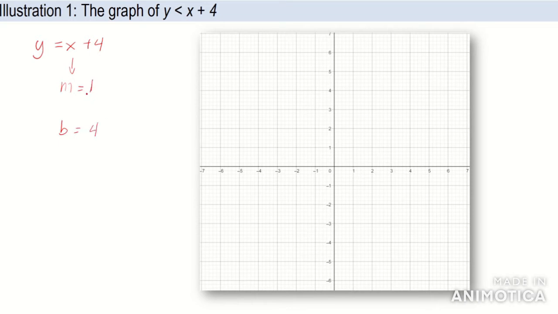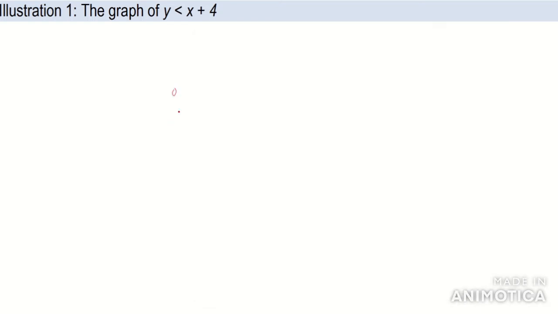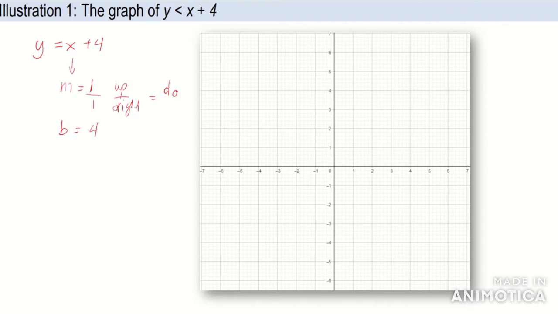Since the slope is 1, it means 1 over 1, so we can go up 1 unit and go right 1 unit. And if we want to go down, its pair would be to the left. So 1 unit up, 1 unit to the right, 1 unit down, and 1 unit to the left. Our y-intercept is 4.